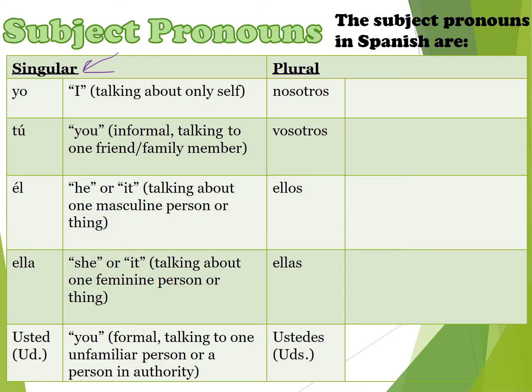Usted is the second way to say you in Spanish, and it is the formal way to say you. This is the way you use when you are talking to one person, but it is someone you don't know, or it is someone in authority, or adults, for example, use usted when they are first meeting people before they know them very well.